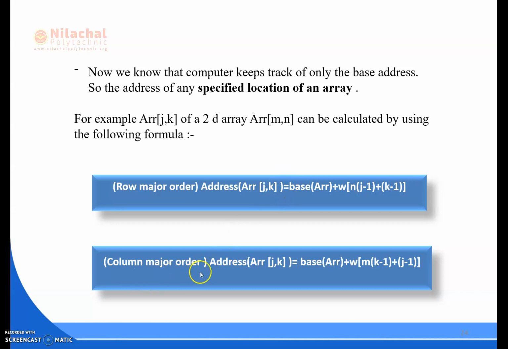Similarly, the column major order address is the base address of the array plus W, where W is the word size, or the memory size of each element, and m into k minus 1 plus j minus 1. So this is the formula to find the specified location of an array. Here W is the word size, n is the number of rows, and m is the number of columns. j and k are the row and column for which we want to find the memory location. So this much for this slide. I think this is understandable to you all.